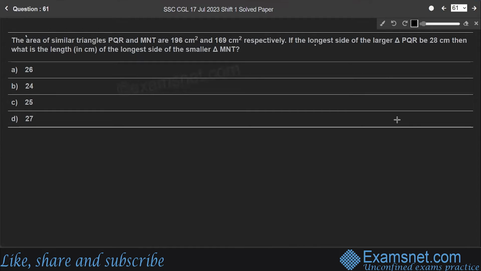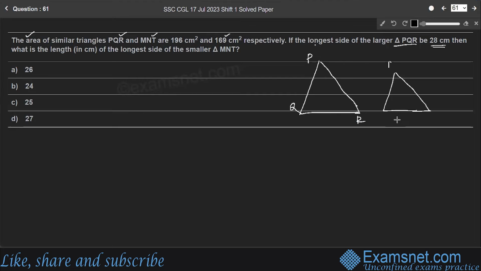Question 61. The areas of similar triangles PQR and MNT are 196 centimeter square and 169 centimeter square respectively. If the longest side of the larger triangle PQR is 28 centimeter, then what is the length of the longest side of the smaller triangle MNT? So let us consider two triangles PQR and MNT, similar triangles.